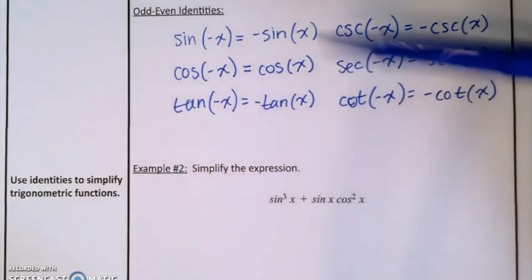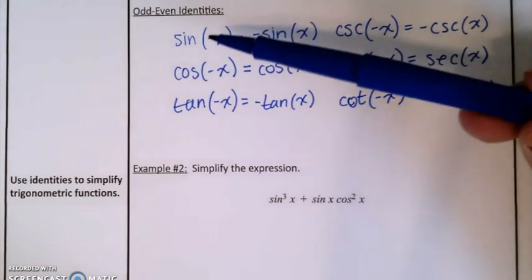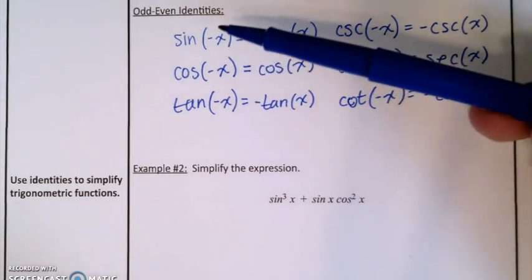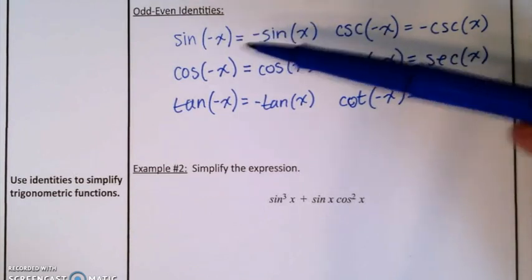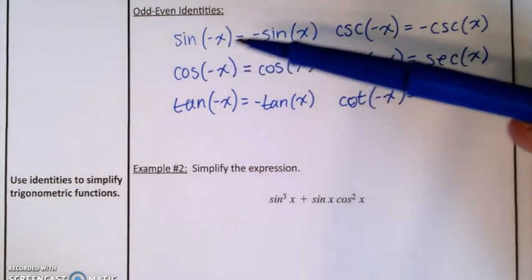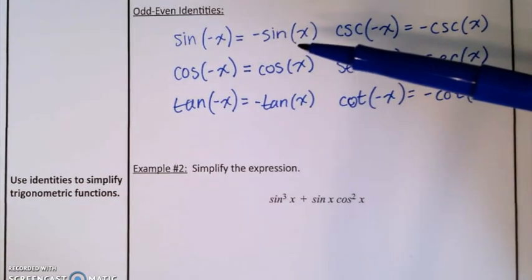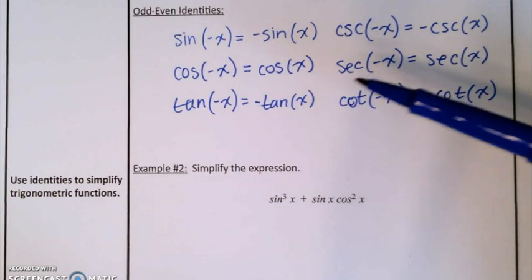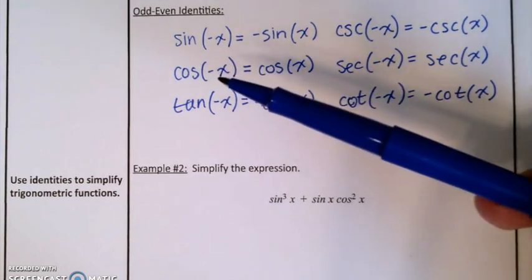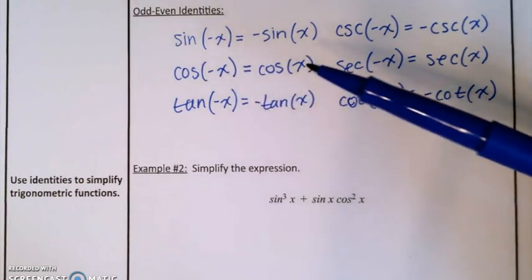So all of these follow the same pattern, where if the argument is negative, we can pull that negative out. We can use symmetry to say that sine of negative x is equal to negative sine of x. Whereas for cosine and secant, because they are even, if we have a negative in the argument, it's the same as if the argument was positive.